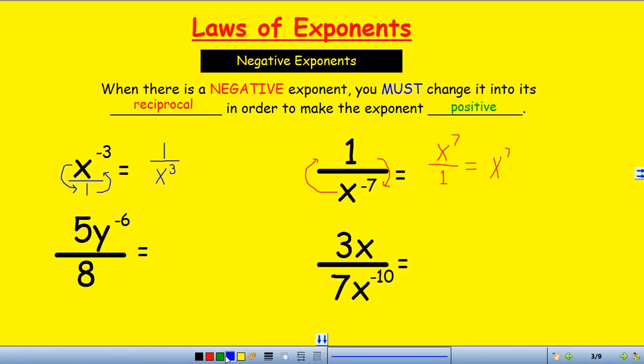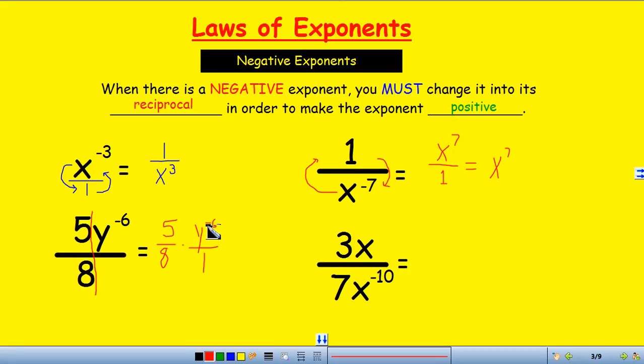Let's look at the third problem. Now we have 5 times y to the negative 6th power divided by 8. One thing that I love to do is just divide this, okay? So I'm going to have 5 divided by 8 times y to the power of negative 6 divided by 1, because we know that since that's in the numerator, automatically a 1 is in the denominator whenever we don't see anything there.